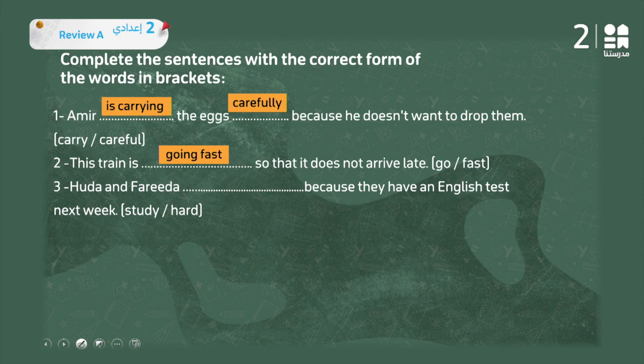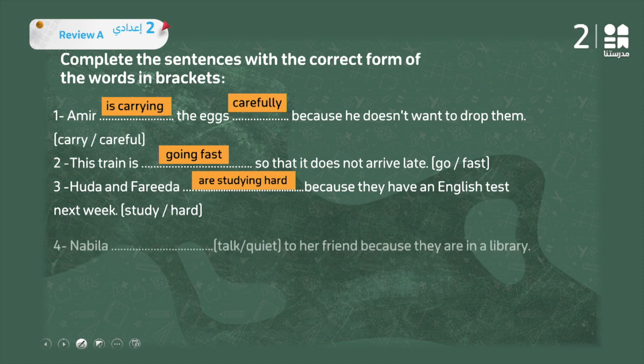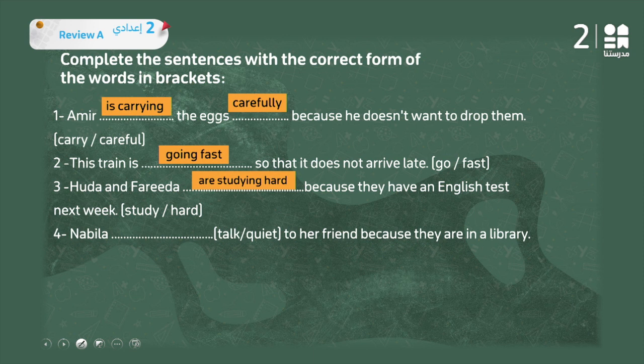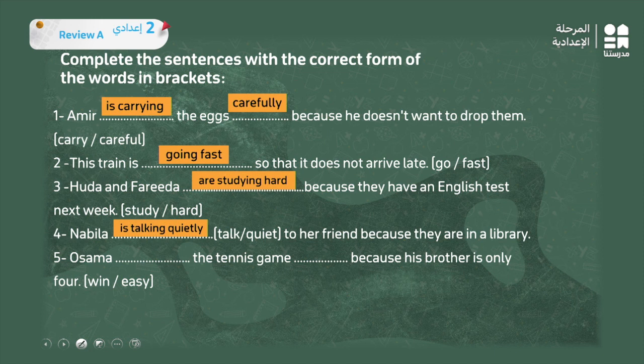Number 3, Huda and Farida are studying hard because they have an English test. So now I am talking about something they are doing now only. So they are studying hard. I don't change hard, because hardly means with difficulty. Hard means with effort. For number 4, Nabila is talking quietly, because I am talking about something happening now. And for number 5, Osama is winning the tennis game easily because his brother is playing badly. Is winning easily. Again, why did I use the present continuous? Because I am talking about something happening now.